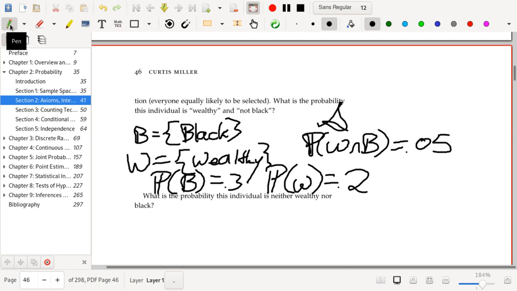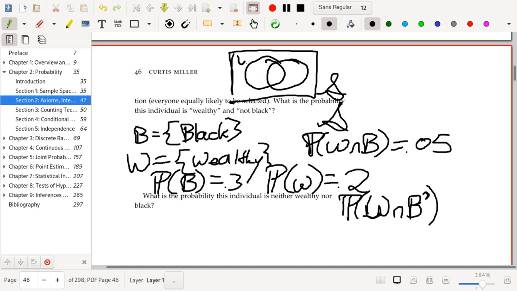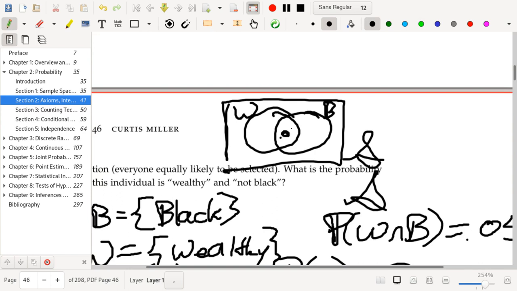Anyway, we need to figure out what is the probability that an individual selected from this village is wealthy and not black. And here's how I like to solve problems like this. I like to create a Venn diagram, and in that Venn diagram, I will start filling out regions. So we'll have the wealthy circle and the black circle, and we have the sample space. You start thinking about this like a puzzle. We know that the wealthy and black part is 0.05.